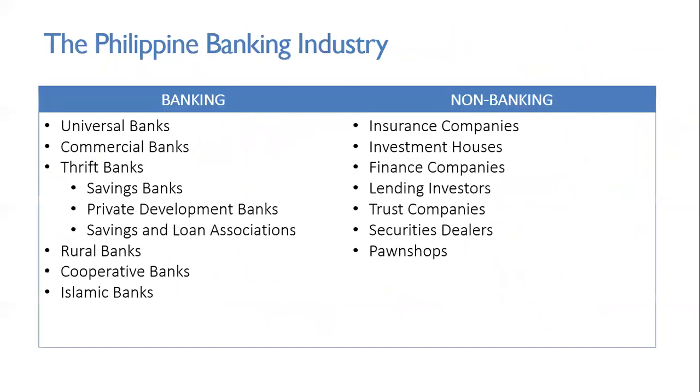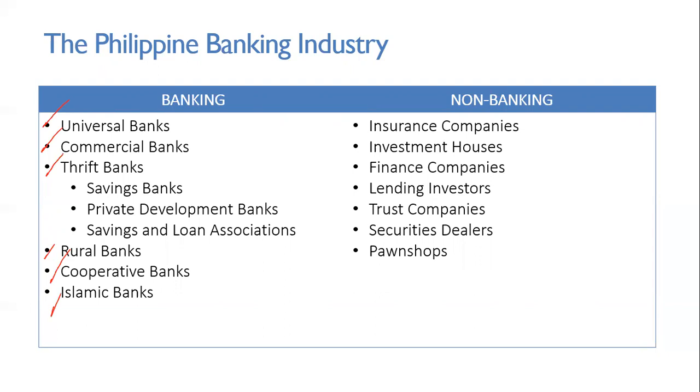When we talk about the Philippine banking industry, banking is divided into several types. So there are universal banks, commercial banks, thrift banks, rural banks, cooperative banks, and Islamic banks. So we'll not define them one by one. It's not our goal to define each one. Pero banks essentially, they take in deposits and then those deposits can be used for loans. And that is their main source of business.